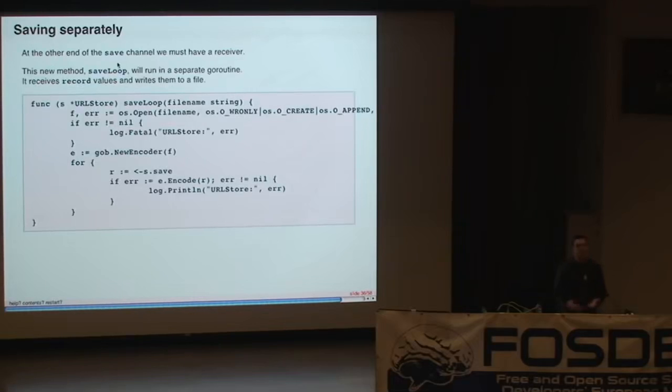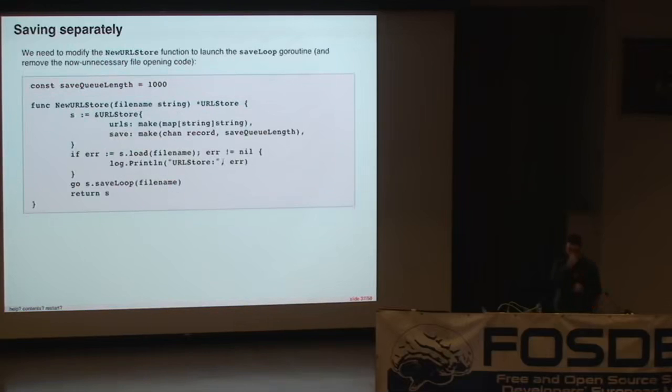Now we'll create this new method called save loop. And save loop will run in a separate goroutine. What it does is it opens the file identified by file name and bails if it can't open it, and then creates a new gob encoder that wraps that file, and then loops forever, receiving from s.save, storing the record in R, and then encoding R, writing it to the underlying file, and logging an error if an error occurs.